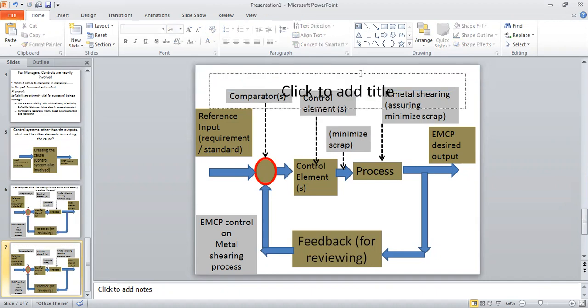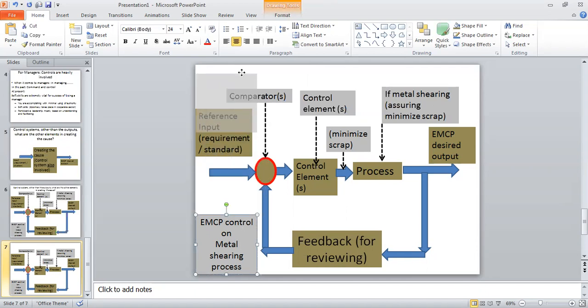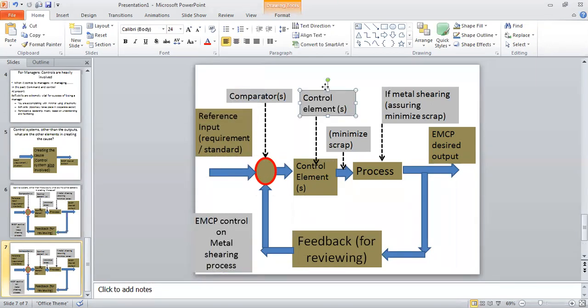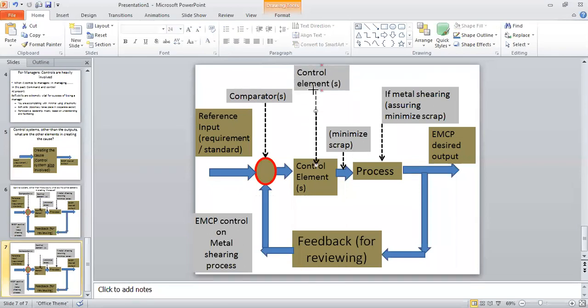Now let me duplicate this slide. So I take this out. Put this. Here it's okay. Control elements. I have to do a little housekeeping. Okay, housekeeping. So triggering controls.